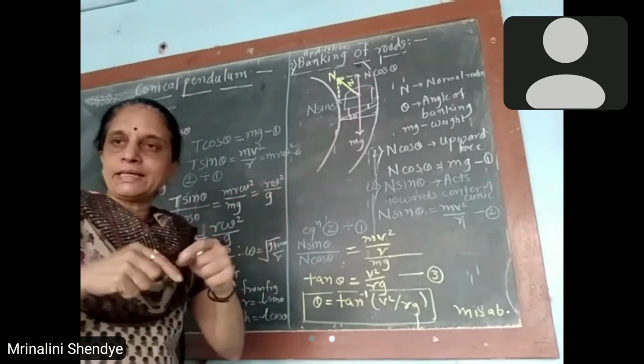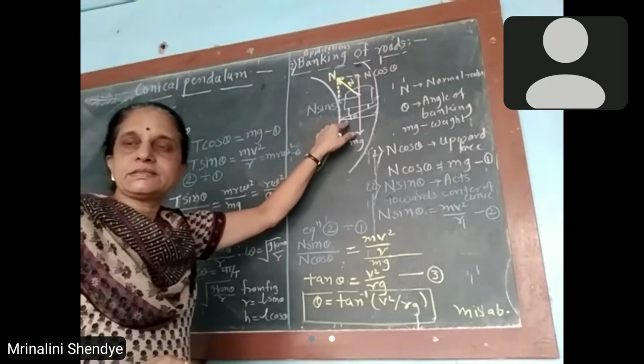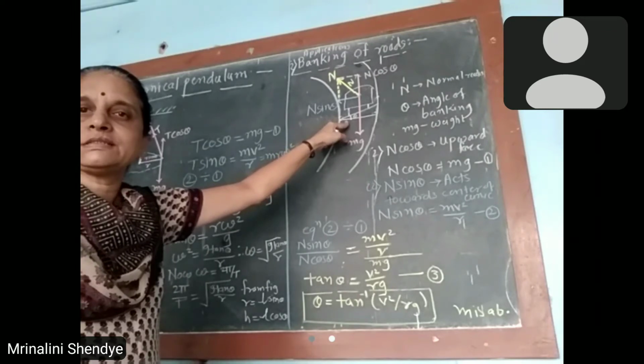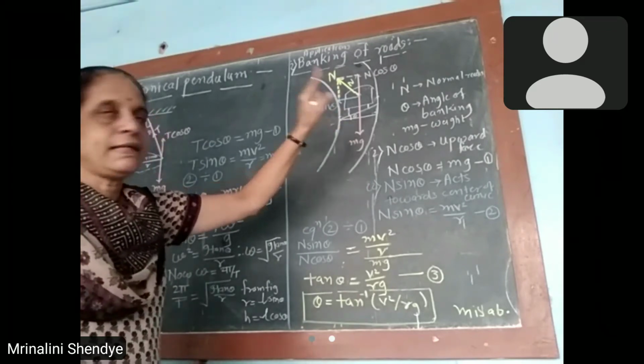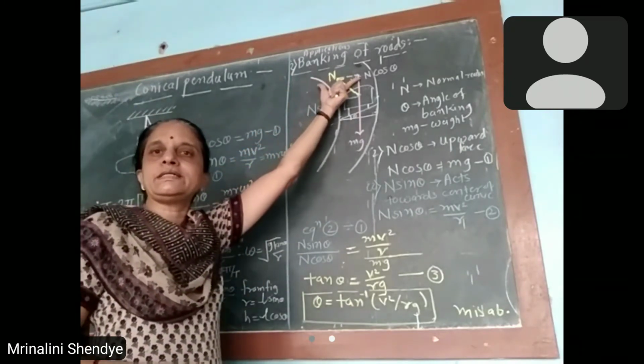The banking of road means the road is made with such a type of angle. What is the value? How can we identify the value of this angle? That I am going to explain here. This is the first application, called banking of road.